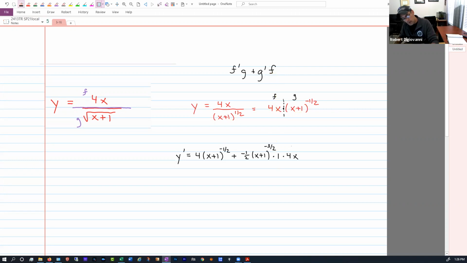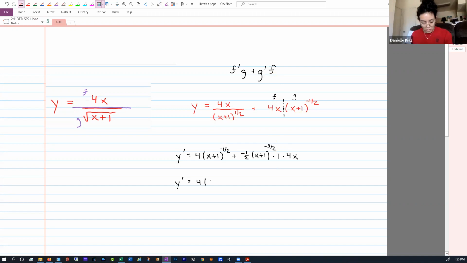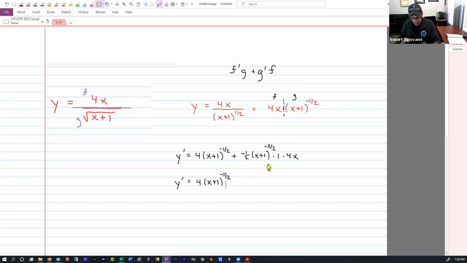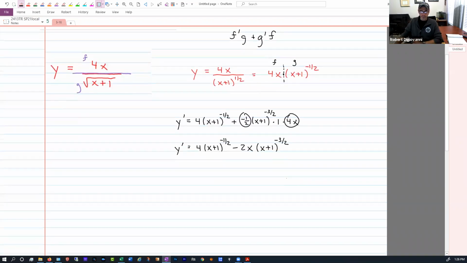Okay, so let's write this down. This is y prime equals 4 times x plus 1 to the negative 1/2. And then here I can put that 4x and that negative half together, and that should give me a negative 2x. And then I still have the x plus 1 to the negative 3/2. That is a correct answer.